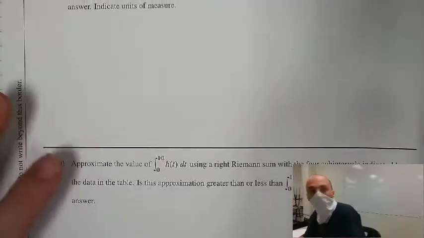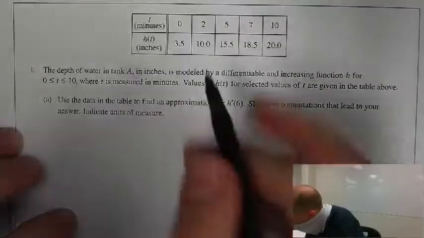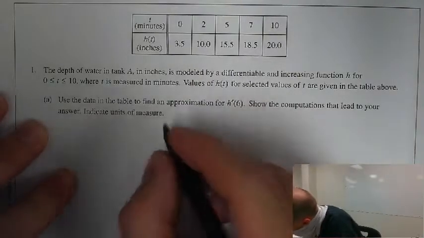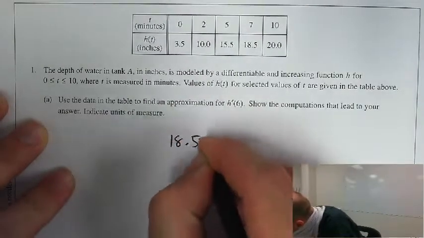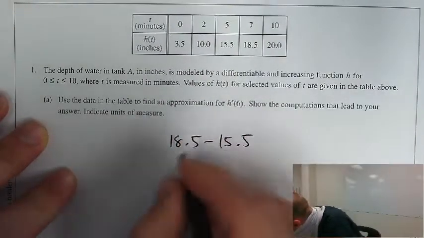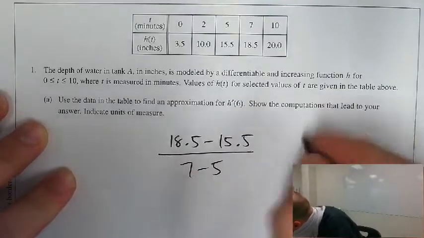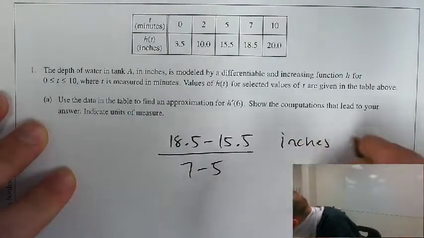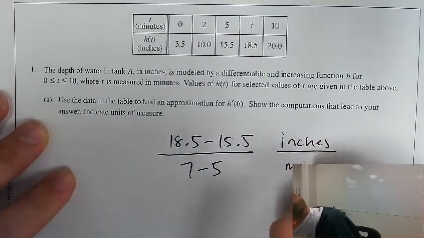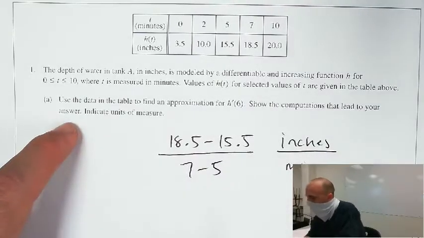All right, now, okay, I'm not moving fast enough. So, use the data in the table to find an approximation for h prime. So that will be 18.5 minus 15.5 divided by 7 minus 5. Oh, this is the wrong problem, but it's okay. Per minute. Show the computations that lead to my answer.